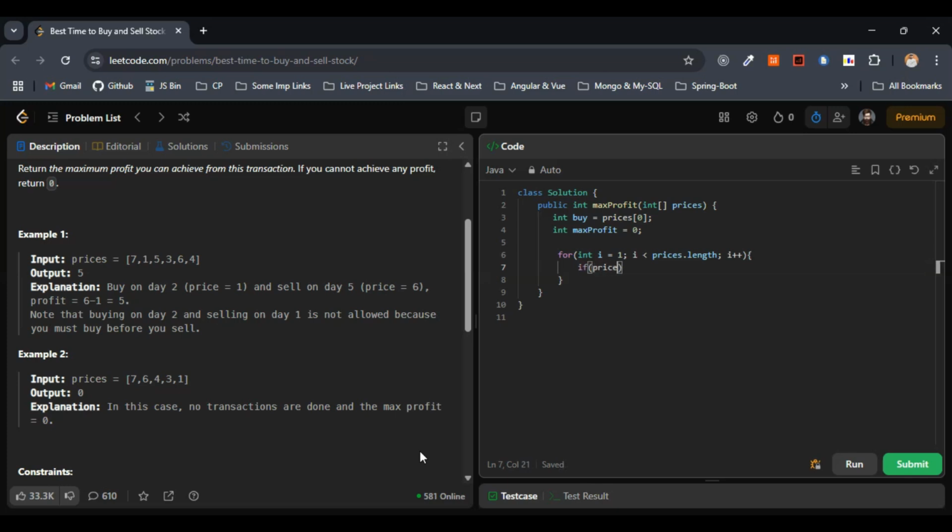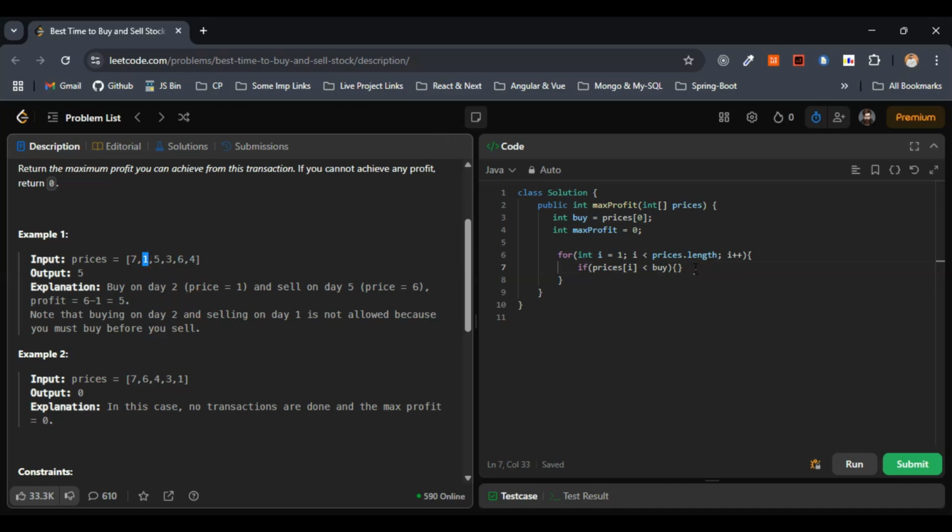So here, if prices of i, or the iterated value of the prices, is less than buy price, means here in this case we consider this 1 instead of 7, because 1 is less than 7. Next we will check for the same thing here. 5, is 5 less than 1? No. Is 3 less than 1? No. Is 6 less than 1? No. If 4 is less than 1? No. So the buy price that we got here is 1.